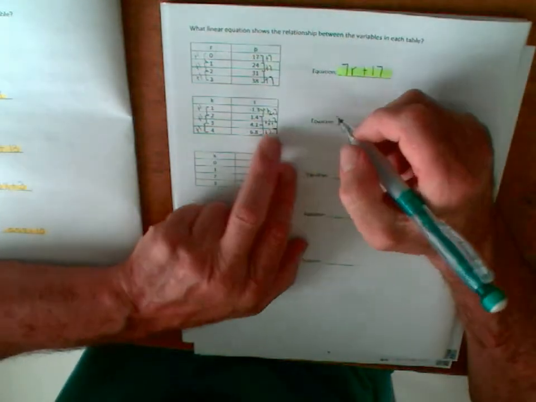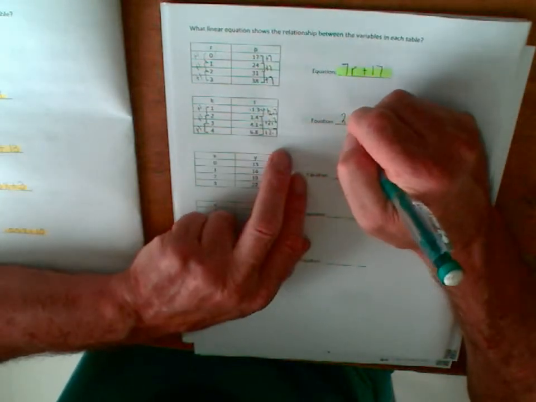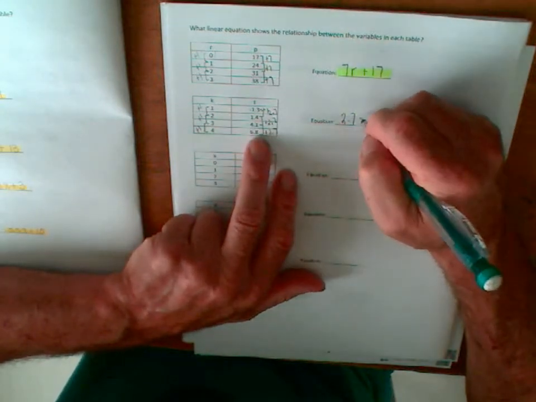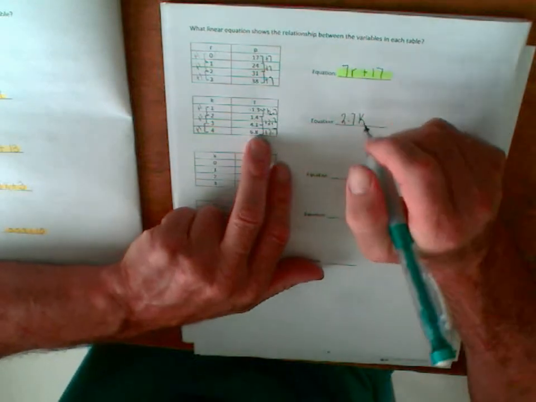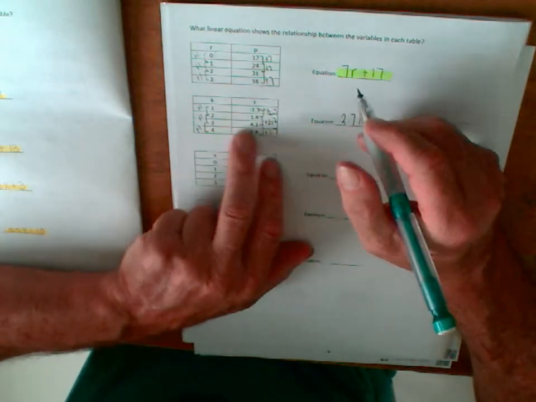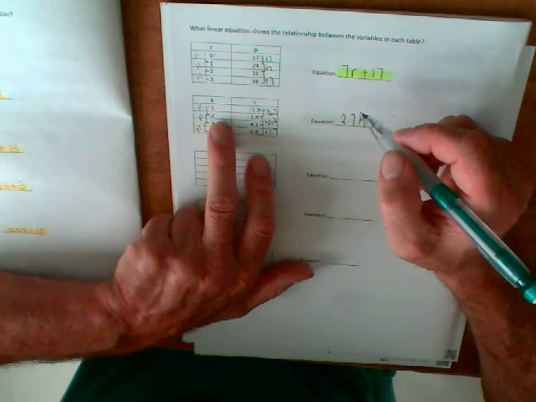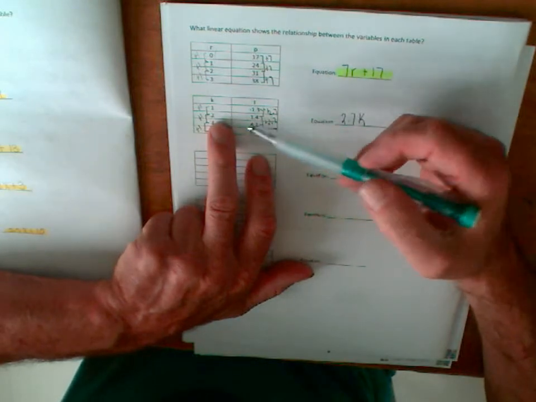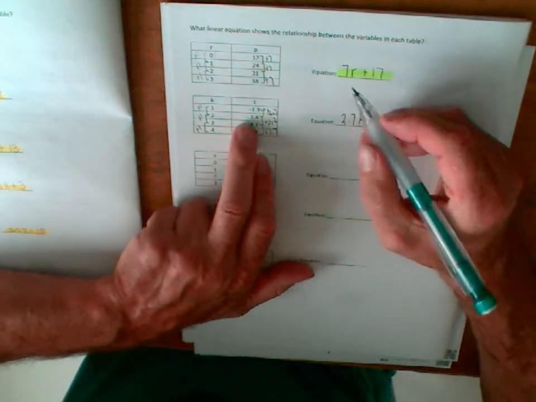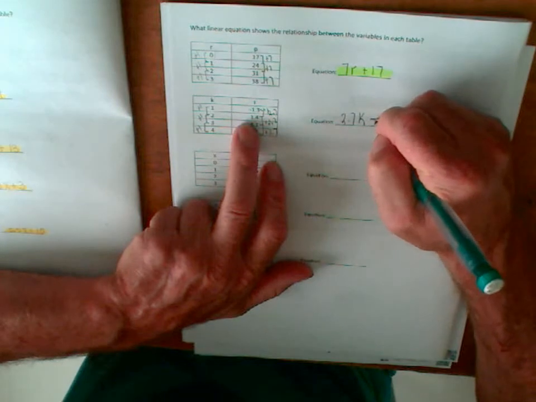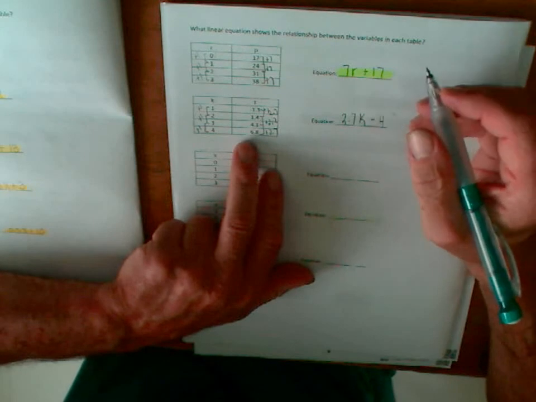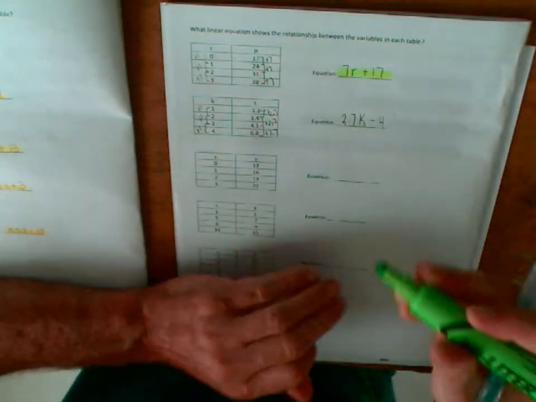Okay, so no big deal. 2.7 divided by 1 is 2.7. 2.7 divided by 1, 2.7 divided by 1. So 2.7k, now how are we going to get what we need to adjust this by? Let's stay away from the negative number. Let's do number 2. So 2.7 times 2 is 5.4. 5.4 take away 4 is 1.4. So that's going to be a minus 4. And that's the relation there.